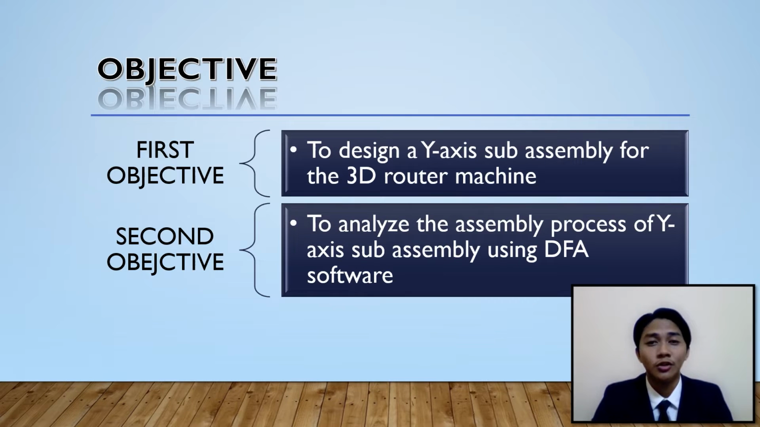Okay, now we go to the objectives for this project, where the first objective is to design a Y-axis sub-assembly for the 3D router machine, and the second objective is to analyze the assembly process of the Y-axis sub-assembly using the DFA software.